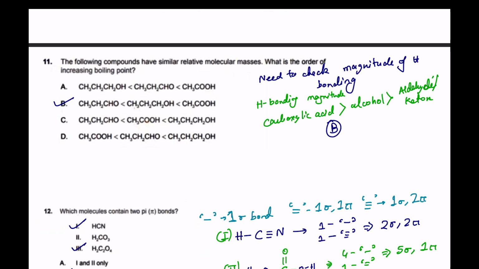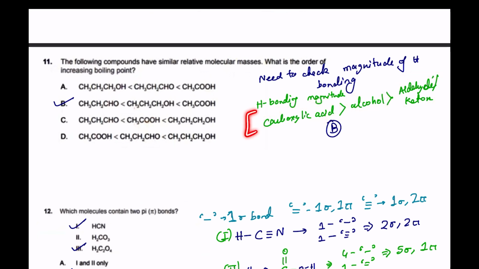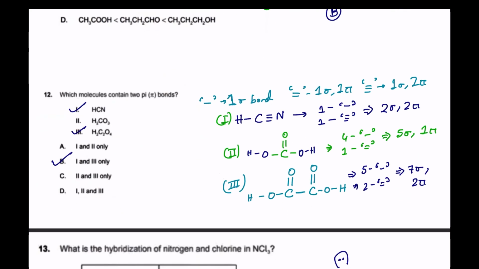Now, the magnitude of hydrogen bonding goes like this. Carboxylic acids will give you the highest magnitude of hydrogen bonding. Then will be alcohols and then aldehydes and ketones. So from this magnitude chart, obviously option B is the correct answer. Let's move on to question 12.